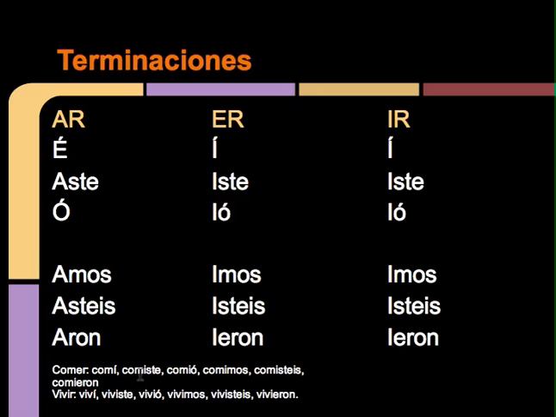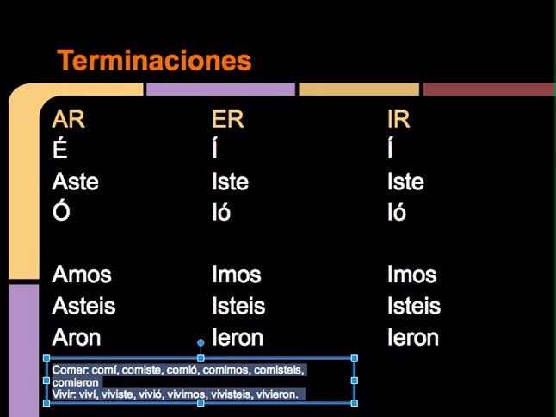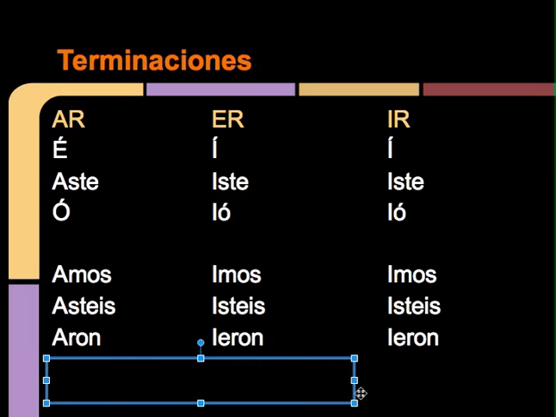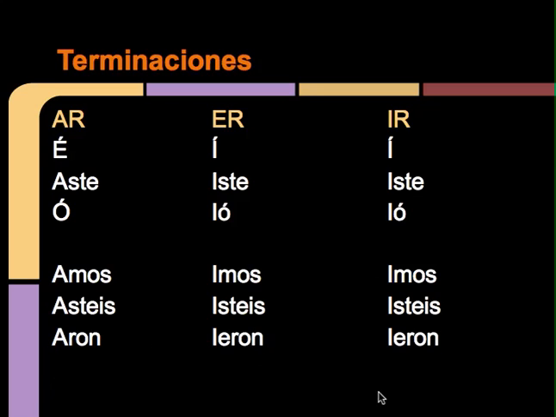I've heard of teachers using a kind of song to help remember this, like Row, Row, Row Your Boat. It goes like: é, aste, ó, amos, asteis, aron; í, iste, ió, imos, isteis, ieron. That helps you. That might be a good option. Songs and things like that to help us remember are sometimes really good.